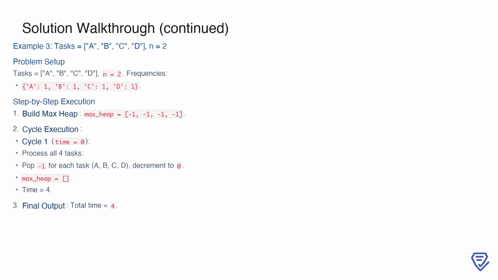We pop -1 for each task A, B, C, and D, decrementing their counts to 0. Since all tasks are completed in this cycle, the max_heap becomes empty. The total time taken for this example is simply the number of tasks, which is 4.